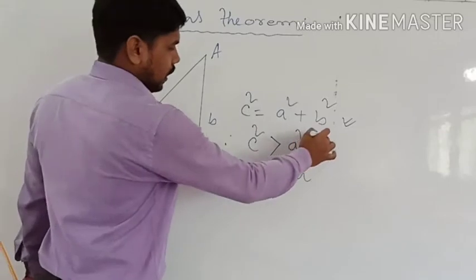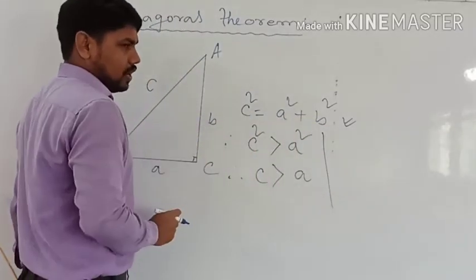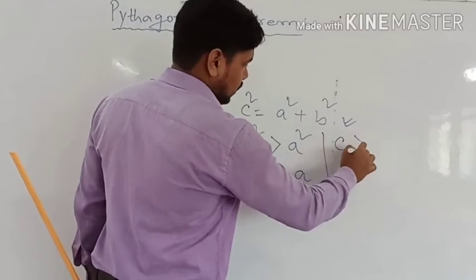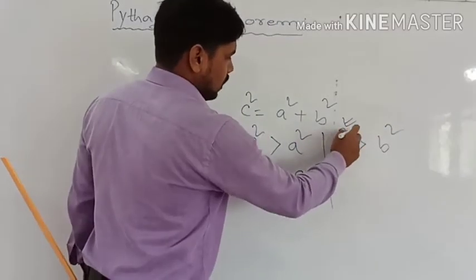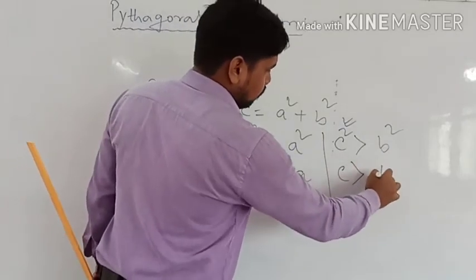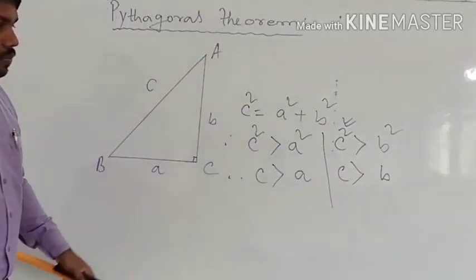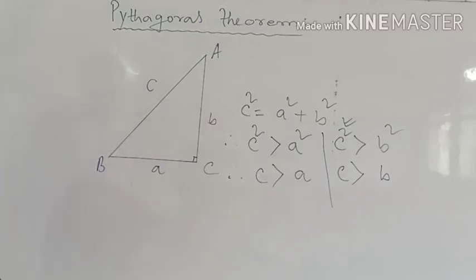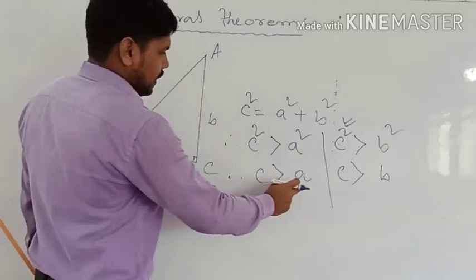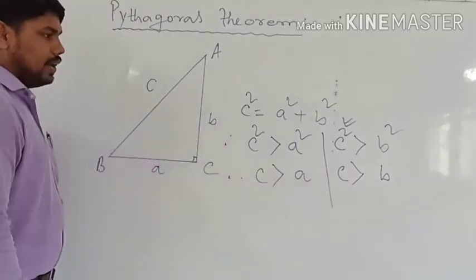In the same way, it will be the same for b square also. c square will always be greater than b square. So if c square is greater than b square, then c will also always be greater than b. So c will also be greater than b, and this is how you can say that c will always be greater than a and b.